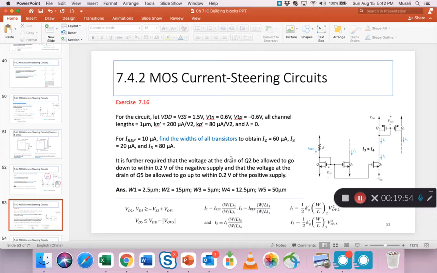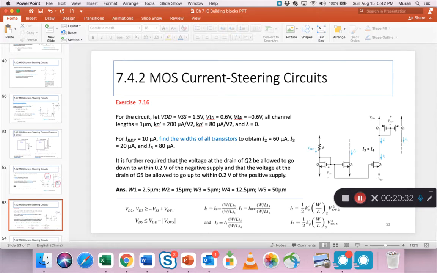Now it gets interesting, right? I2, we don't just want it to be I reference. We want it to be 6 times I reference. Similarly, I3, which is also I4, we want it to be 2 times. See how they are nice integer multiples of this I reference? Finally, I5 is 80 micro, which is 8 times I reference. So what that means is your W by L ratios is what you have to tweak or adjust, right? The ratios of the W by L ratios is what you have to tweak, okay?